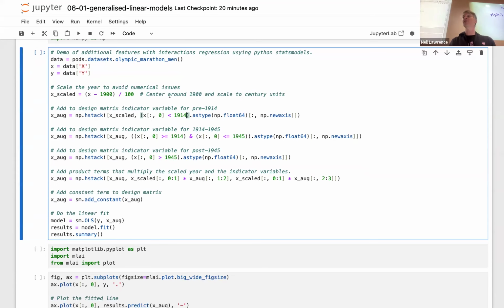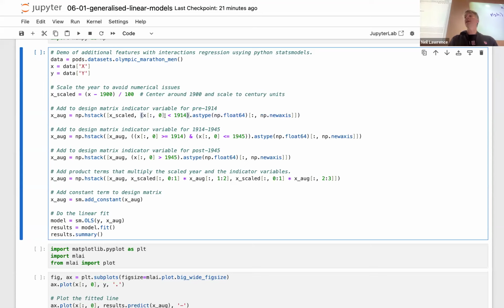So that's a sensible, interpretable thing to do that is going to get us down to a nice sort of range. And then look what we're going to do here. We're going to augment. So that's the scaled input, and this is the augmented design matrix that we're building here. We're going to augment the design matrix with some indicator variables. So what is this doing?